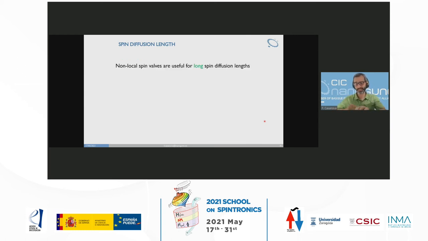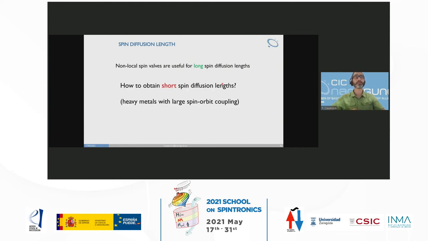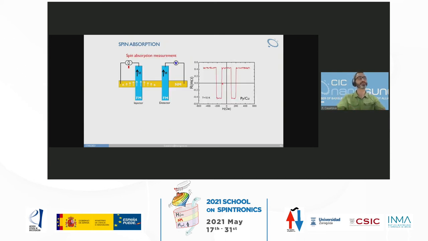So this kind of technique that I show, this non-local measurement, is okay for measuring long spin diffusion length, but there are many metals with strong spin orbit coupling, which have a very short spin diffusion length, and it's also very important to quantify. And a way to do this is with a spin absorption measurement, which is basically a variation of the technique I showed. You can use a lateral spin valve with very well-known properties, let's say permalloy copper, and have some spin signal here. And now you can put in the middle of the bar the material you want to study. Part of the spin current will be flowing in the material, so the signal you will pick up, the amount of spin current, will be lower.